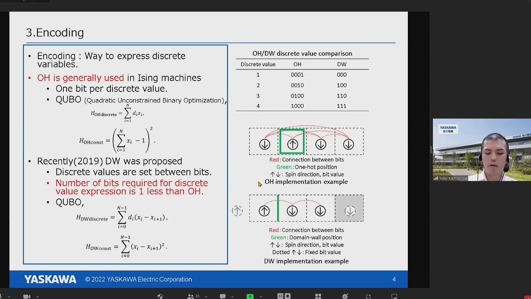Recently, domain wall encoding was proposed. The discrete value of domain wall encoding is set between bits, and the number of bits required for a discrete value is one less than one-hot encoding. The QUBO for domain wall encoding is as follows. As shown in the figure on the right, the position between two bits which have different values is expressed as the discrete value.